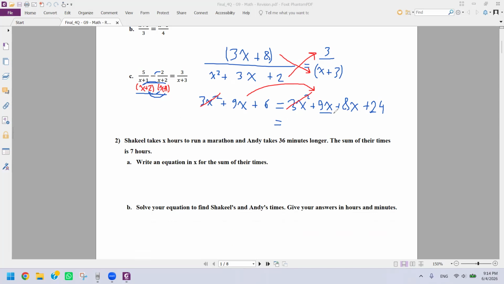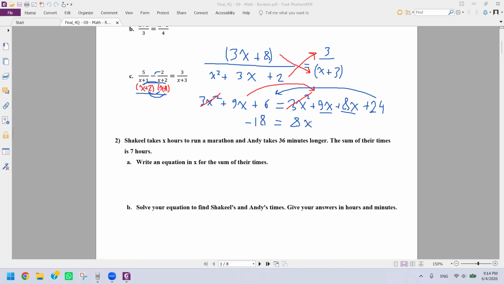So here I have 9x plus 8x, 17x. When I bring 9x there, it will be minus. So 17x minus 9x will be 8x. Now on the left side, I have 6. Then 24 will go there. It will be minus 24. So 6 minus 24 is minus 18.